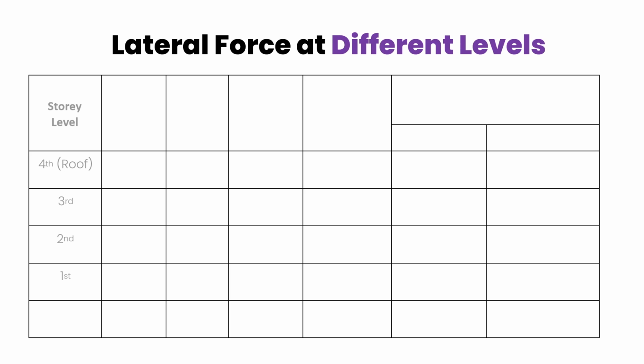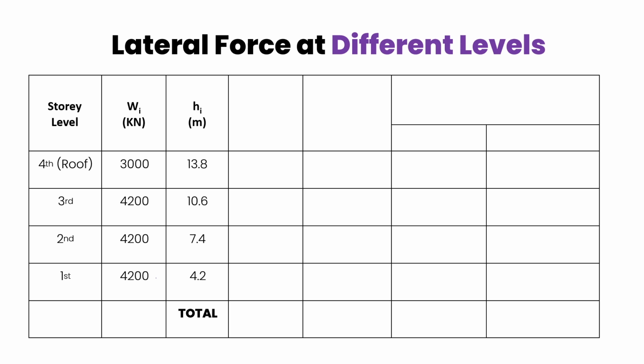So let's start off. These are the story levels. So we have our first story, second story, third story, and the fourth, which is the roof. We just calculated the seismic weight of the building, which is the WI. So we calculated the value of WI as 4200, 4200 and 4200 on the first, second and third floors. And on the fourth floor, we had a value of 3000 kilonewton. HI is going to be the height of that floor. So the first floor is at a height of 4.2. The second floor would be at a height of 4.2 plus the next, which is 3.2, and it keeps adding on. So these are the floor heights from the base.